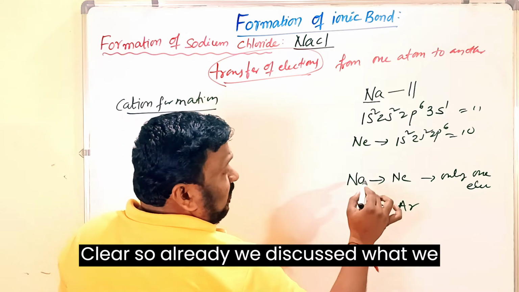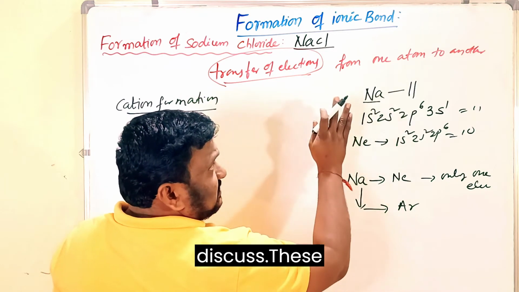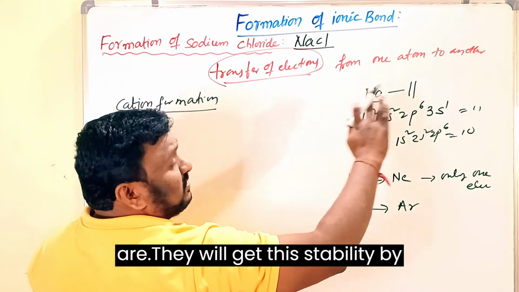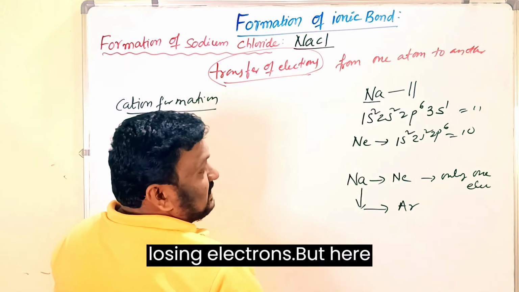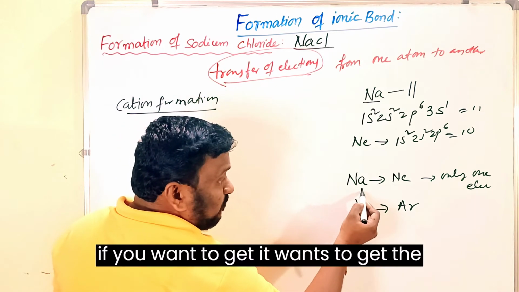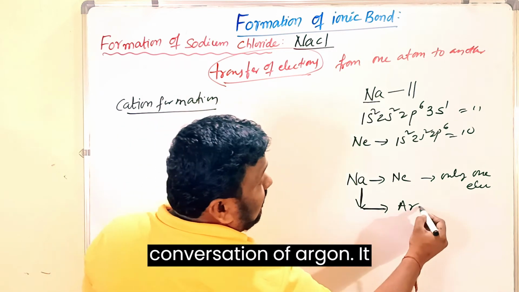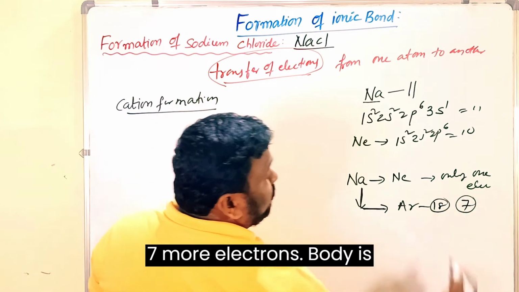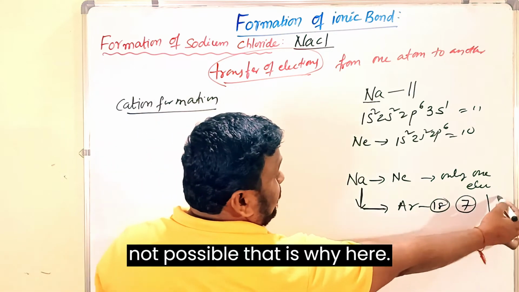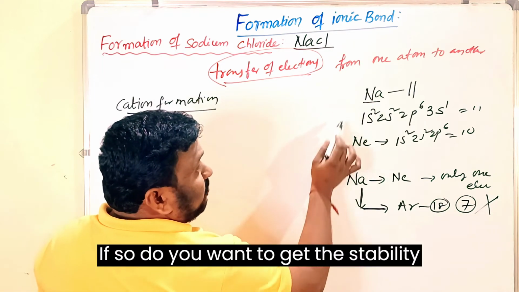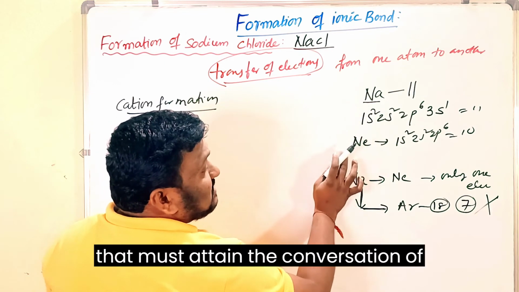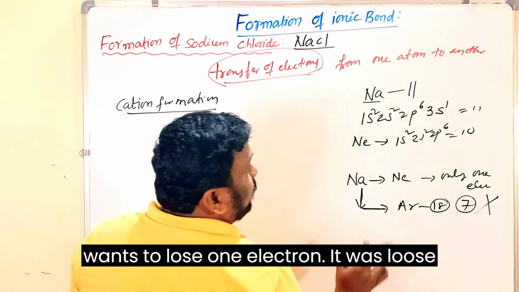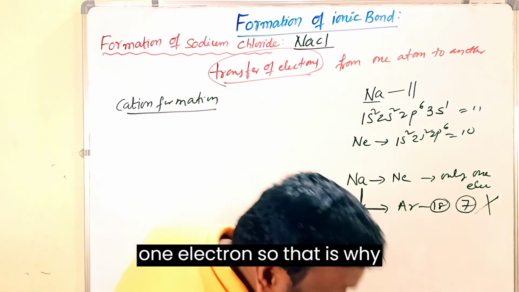Clear? We already discussed that these 1A, 2A, 3A group elements get stability by losing electrons. If it wants to get the configuration of argon, it requires 7 more electrons, but that is not possible. That's why if sodium wants stability, it must attain the configuration of neon only. For that, it wants to lose one electron.